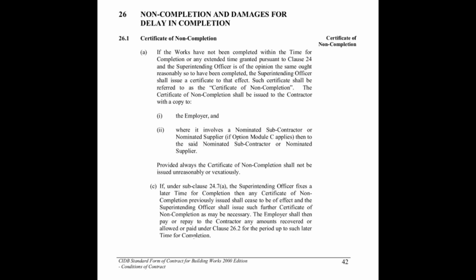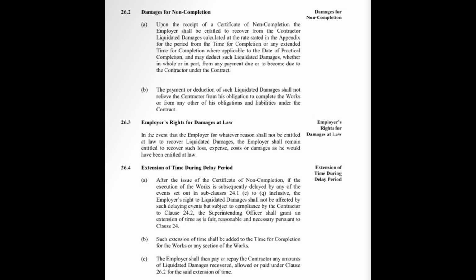CIDB Standard Form 2000. The CIDB 2000 contract allows the Superintending Officer to issue a certificate of non-completion if the works are delayed. The employer can then claim liquidated damages, LD, at the contract rate. However, if further delays occur due to employer-caused events, for example, late site possession or changes in laws, the SO must grant an extension, and the employer must refund any LD collected for that period. If LD is legally unenforceable, the employer can still claim actual damages.